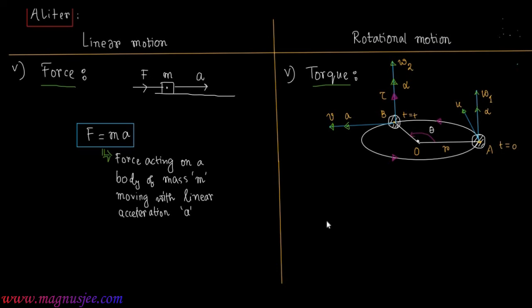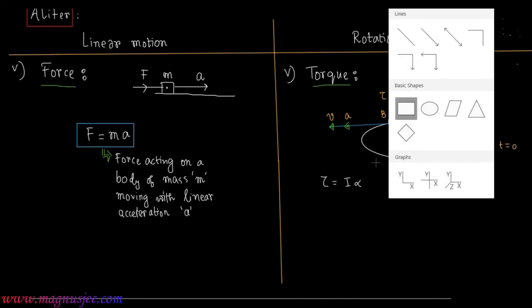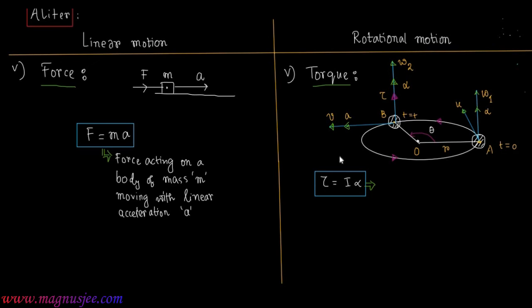Whereas on the right hand side we can write torque. Torque tau is the product of moment of inertia I and angular acceleration alpha. Tau is equal to I alpha, which is the torque. Due to application of torque, a body revolves or rotates, and the body will have rotational motion. Tau is equal to I alpha, which is the torque acting on the body of moment of inertia I.